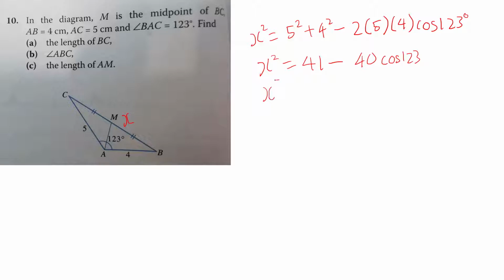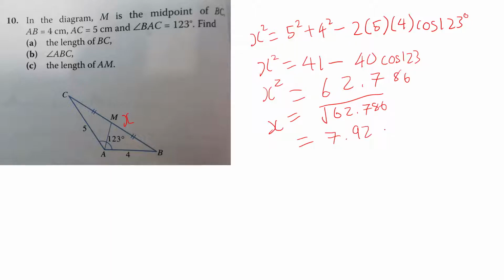Just take note, you can actually use your calculator to key in everything. You don't need to do it like what I'm doing right now. You should get 62.786, which is to 5 significant figures. Then x will be equal to the square root of 62.786, and this will give me 7.92, which is to 3 significant figures. So this will be our part A, done.